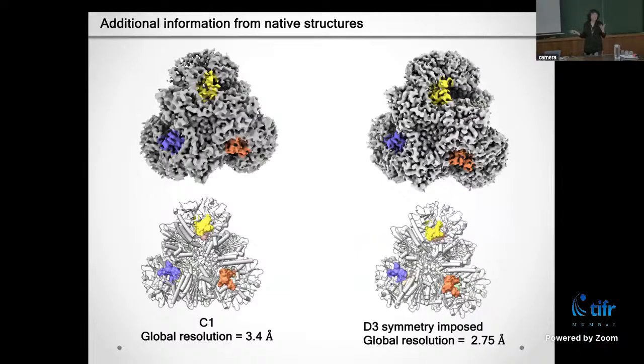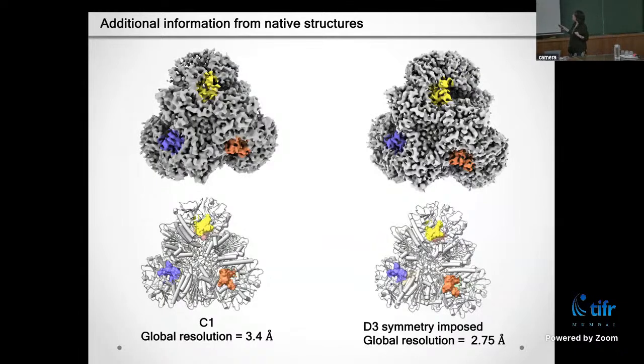So C1 means without utilization of any symmetry. So there is no averaging of the density. And here the global resolution is 3.4. And when we impose D3 symmetry, so this imposes averaging, and the global resolution came down to 2.75.